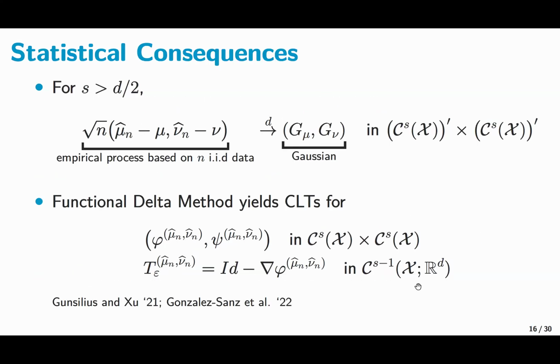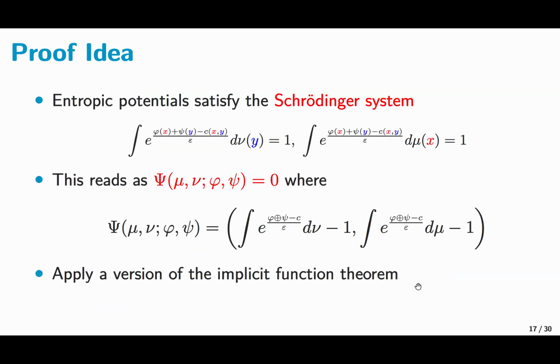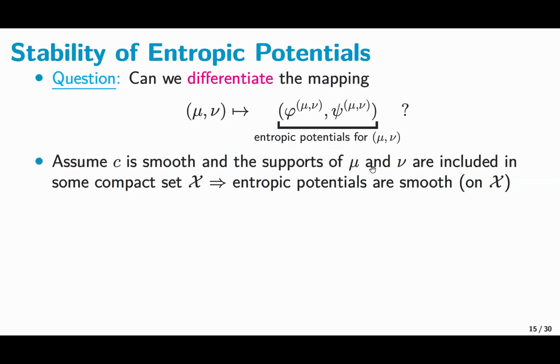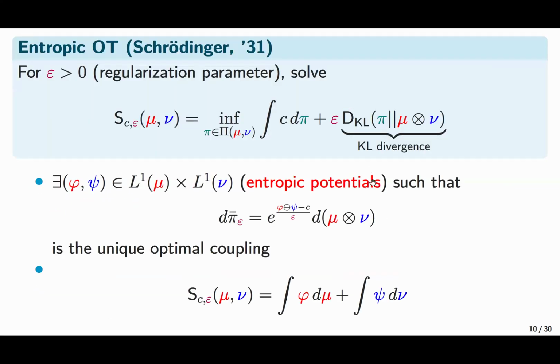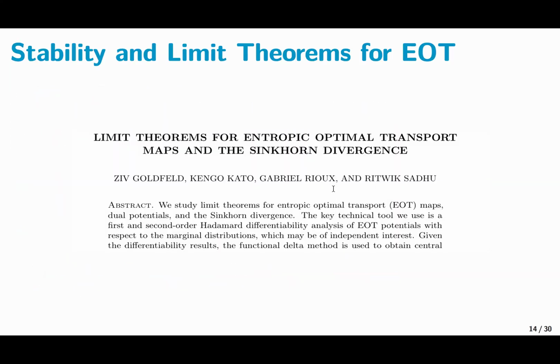Okay. So let me talk about some proof technique ideas. The entropic coupling must be a coupling, so that it has marginals mu and nu. Okay. So this implies that the entropic potentials satisfy the Schrödinger system. Okay. So the first equation simply says that the entropic coupling has marginal mu on the first coordinate. And the second equation says that the entropic coupling has marginal nu on the second coordinate. Okay, so if you look back at the definition of the entropic coupling, then you see that I'm simply integrating out the second coordinate, the first coordinate, in the Schrödinger system. Okay?